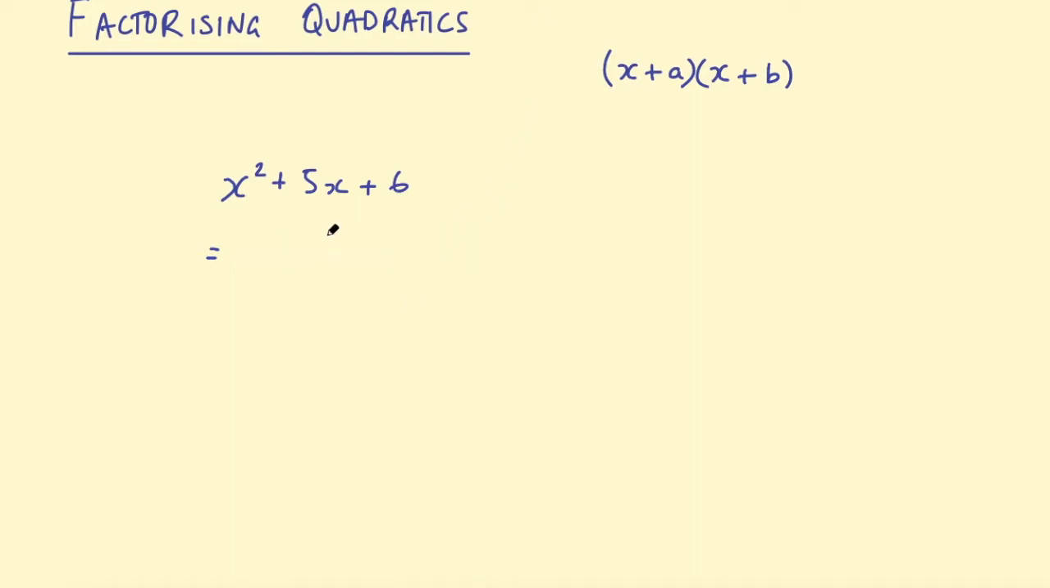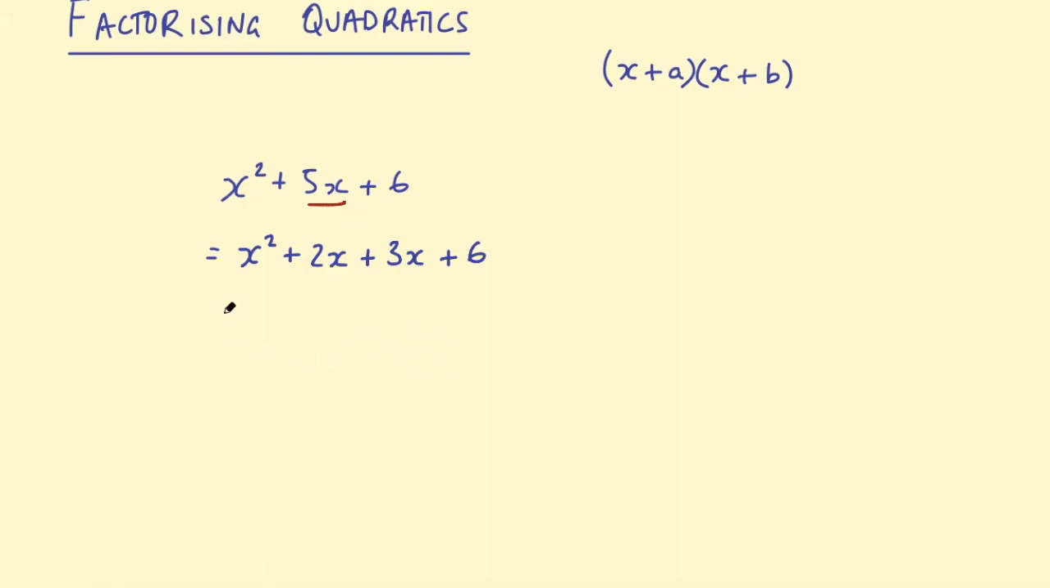So the key here is to split the middle term into two parts, and what you end up with is two binomial expressions, or two expressions with two terms in them. So let me show you what I mean by that. We leave the x squared as it is, and then we'll break this 5x into two different parts. Here I'm going to break it into 2x plus 3x plus 6. All I've done is break that 5x into 2x plus 3x. That's the same thing as 5x.